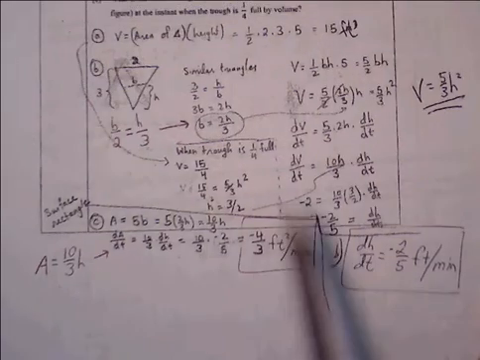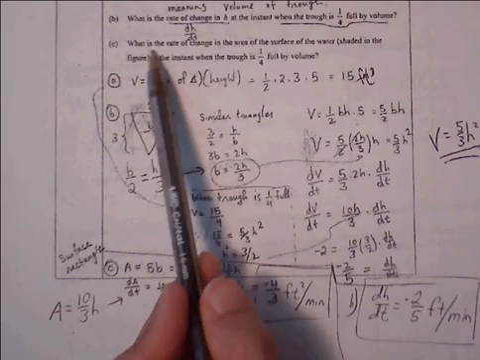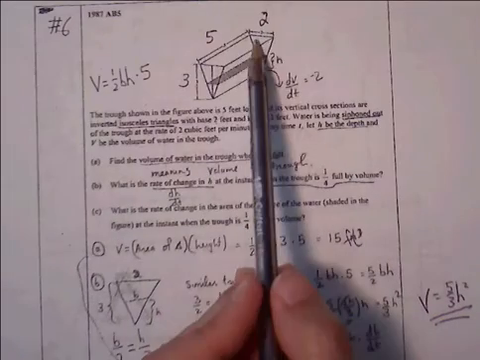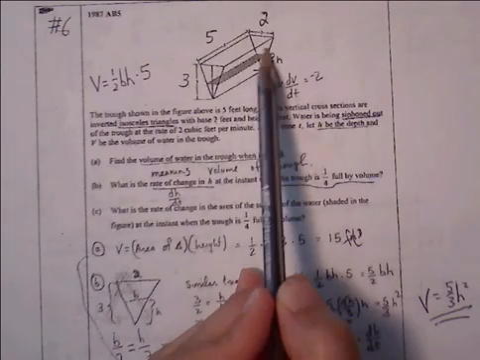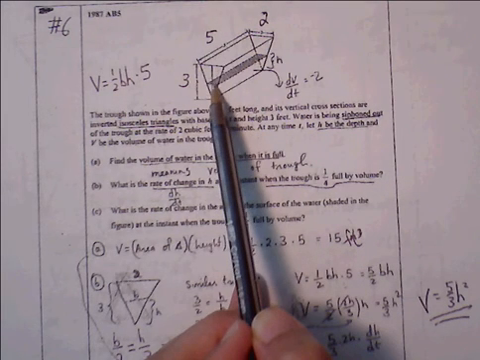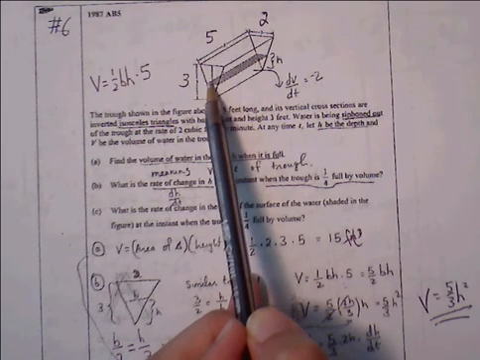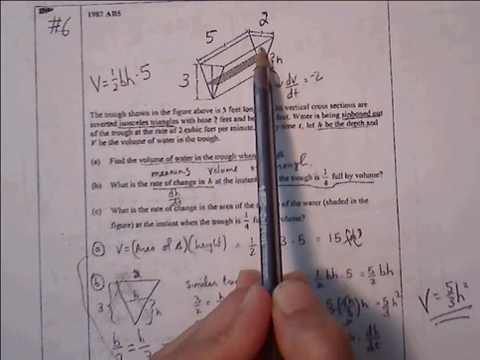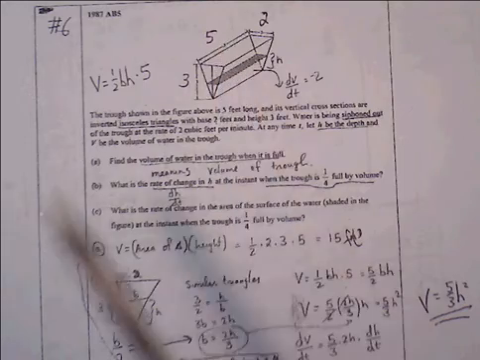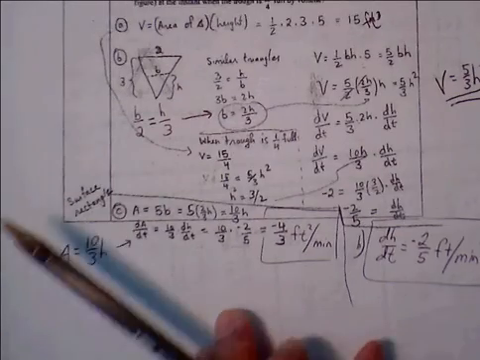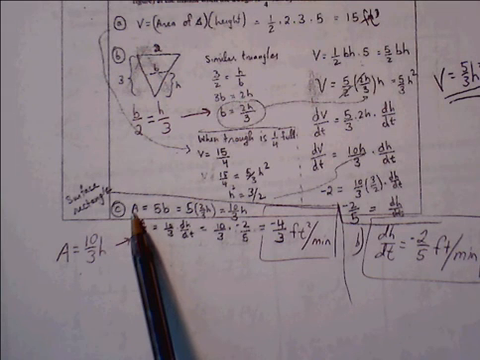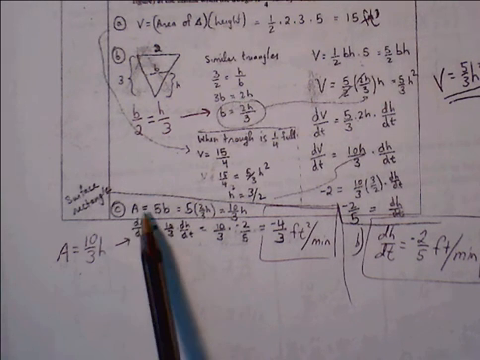-2/5 feet per minute. For part C, what is the rate of change of the area of the surface of the water? So if you look at the surface of the water, it is in the form of a rectangle, right? And the width is going to be b, whatever that b is at that moment in time, but the length will always be 5, right? So we know the area of that rectangle of the surface of the water will be 5 times b.